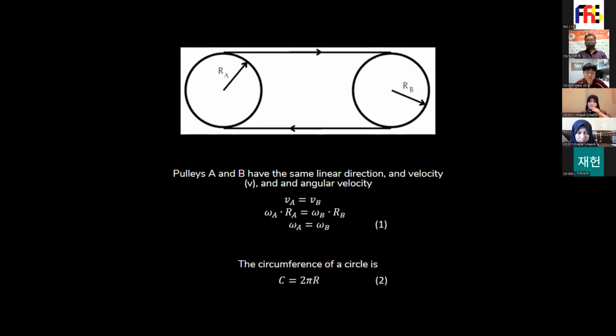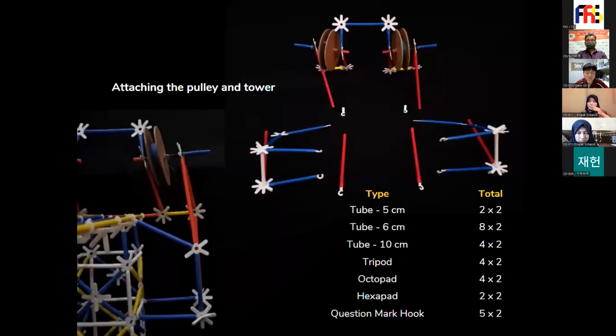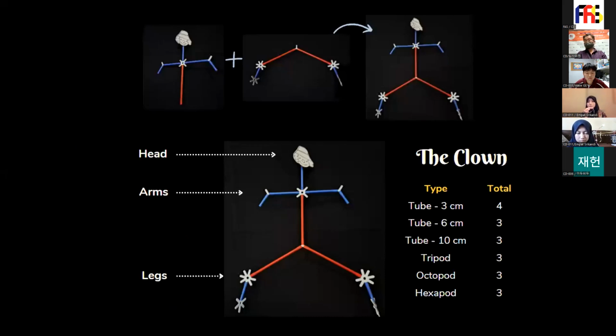9.42 centimeters. In the next slide, we can see how we strengthen the pulley structure. We reinforced it with an additional design as shown in this picture. So let's talk about the clown. This clown has a head, arms, and legs with 3 steps to pull.